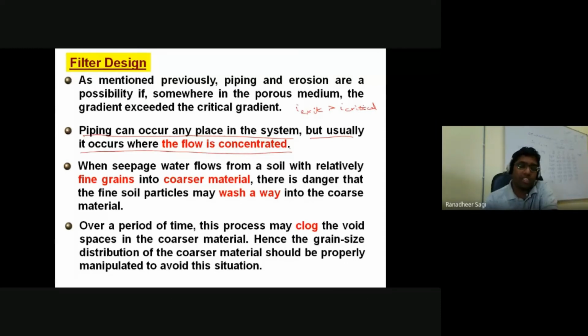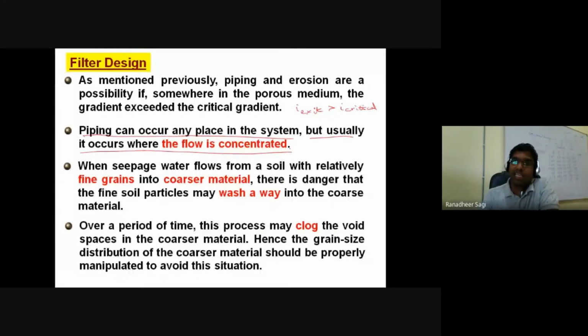Where are we going to have this piping getting initiated? In the region where flow is more concentrated, in the sense your flow path is relatively smaller, but the quantity of discharge has to be the same through each flow path. So through that smaller flow path, with higher velocity the particle starts moving out, then only you can say the rate of flow is going to be constant with respect to each of the flow paths.